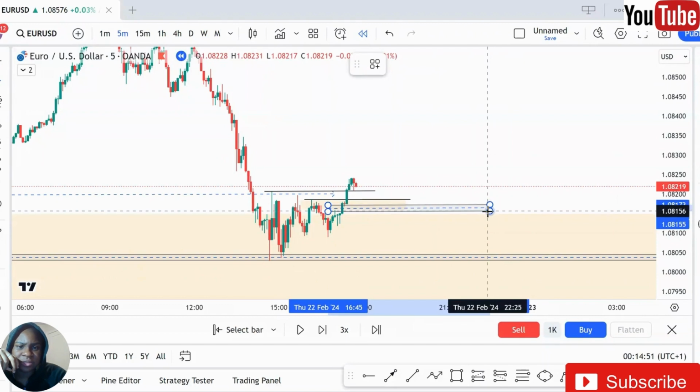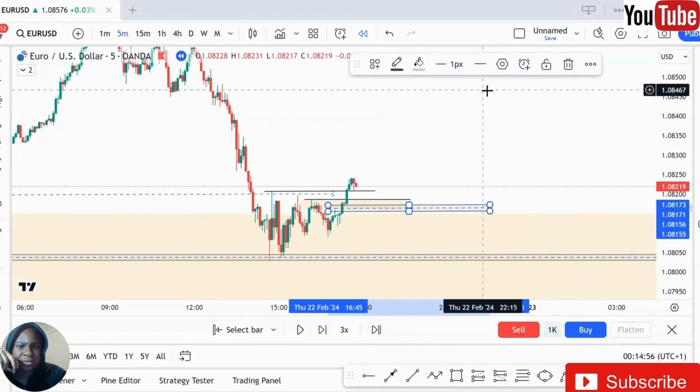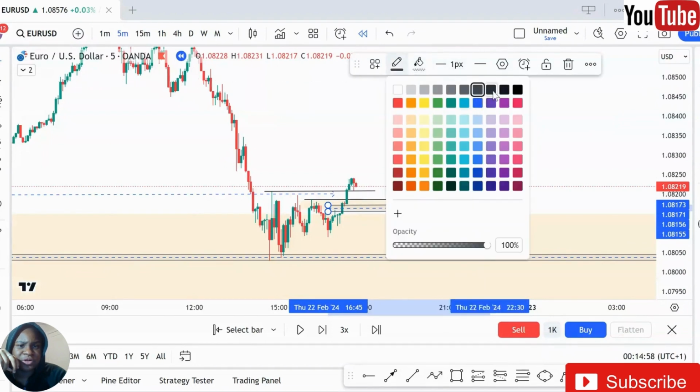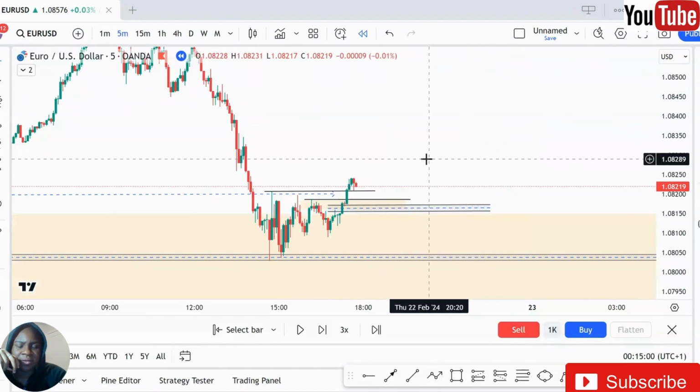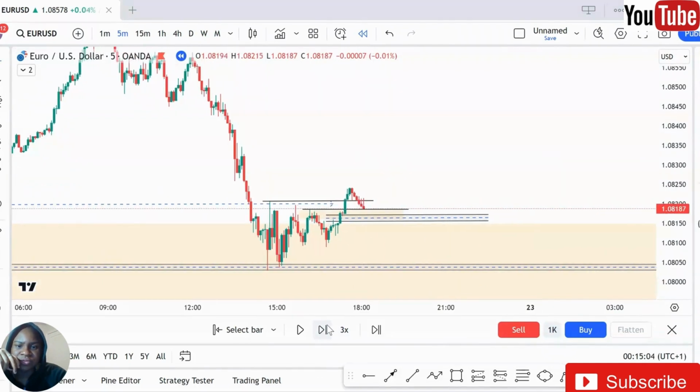Why is the arrow, the line so dark? I don't like that. Why is it so dark? I'm so sorry. Okay, you can see the lines here, right? Now when we come back, let us see what market wants to do to us.